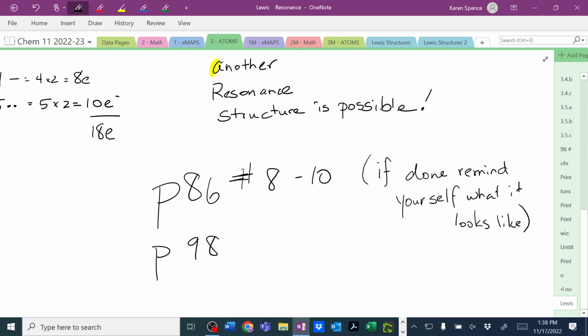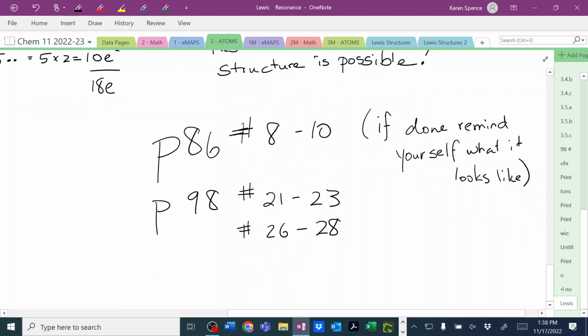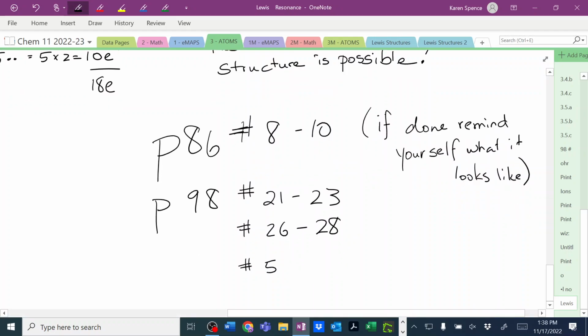Yes? And then on page 98, I would like you to do number 21 to 23. Number 26 to 28. And 52 to 54. And you panic. No, we're good. It's just 3 of them, right? So you've got 1, 2, 3, 4, 5, 6, 7, 8, 9, 10, 11, 12 questions to do.